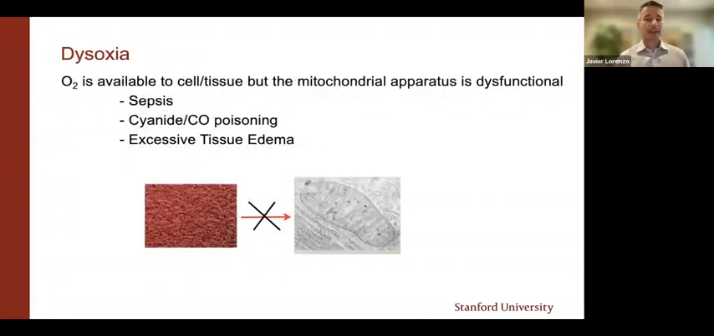And then this one I'm not going to cover very much, but essentially dysoxia, which is: yes, you have oxygen, yes, you have a normal heart, and yes, you're not hypoxic, but for some other mechanism, that oxygen is not able to make it to your mitochondria. So cyanide and carbon monoxide poisoning is one example. One example that we're trying to understand more in the ICU is excessive tissue edema, which increases the interstitial distance that an oxygen molecule needs to travel from the hemoglobin to the cell, to the mitochondria.